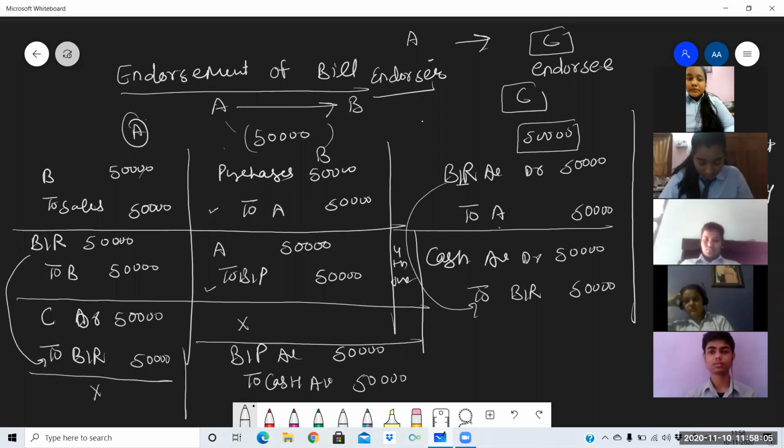And in the books of the endorsee, two entries will be passed. BR account debit to A at the time of receiving the bill from the drawer. The second entry at the time of receiving payment: cash account debit to BR. Now it's not necessary that C will be receiving the payment. Further, he has all four options. He can retain the bill, discount the bill, endorse the bill; C can further endorse the bill to any other third party. So a bill can be endorsed as many times as the holder of the bill wants. Finally, the person who will be having the bill on the maturity date will get the payment. So I hope I am clear with the topic.